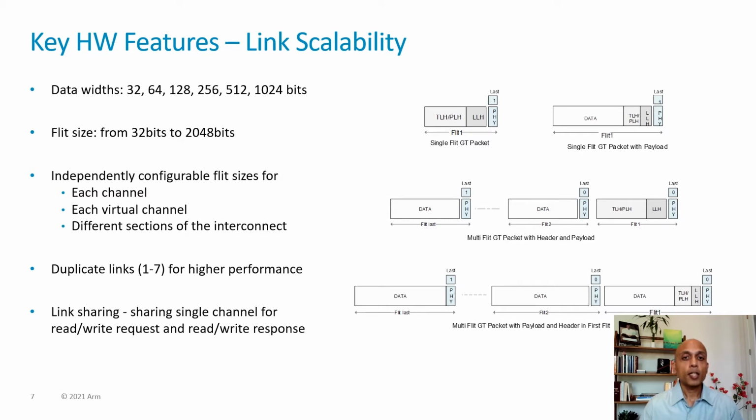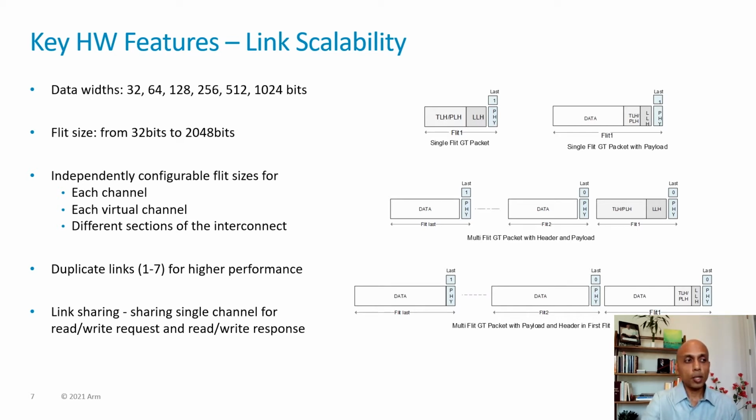An additional flexibility we have with links is, if you need even higher performance, you can have duplicate links between any consecutive transport components. You can support up to 8 duplicate links for higher performance. On the other side of the spectrum, we can actually share links to have even more optimal PPA. So you can share the read and write request, or you can share the read and write response channel.